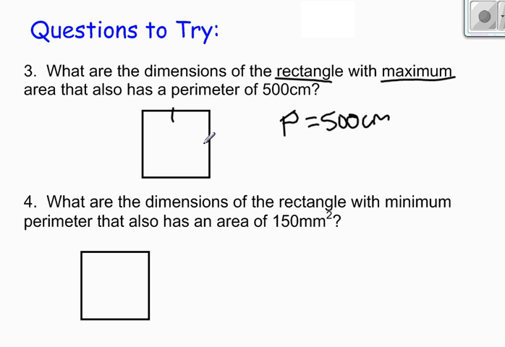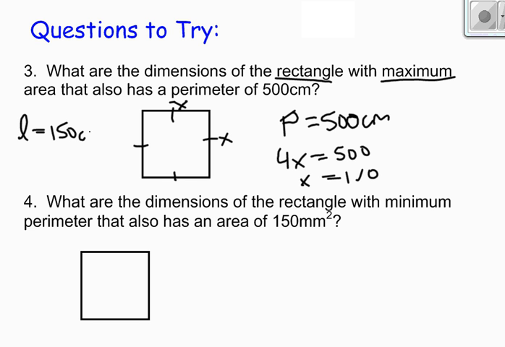So don't forget that a square has 4 sides and each side is the same length. So we'll call it x. So x plus x plus x plus x has to add to 500. So you could say that 4x equals 500, and therefore x equals 150. Therefore, the dimensions are length equals 150 centimeters and width equals 150 centimeters. So I just took the perimeter and divided by 4, and that gave me a rectangle. Actually, that gave me a square, which is also a rectangle.